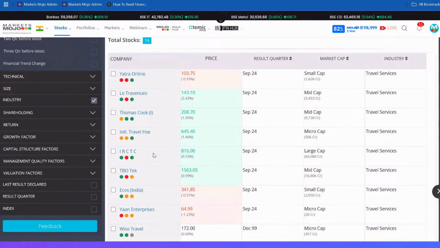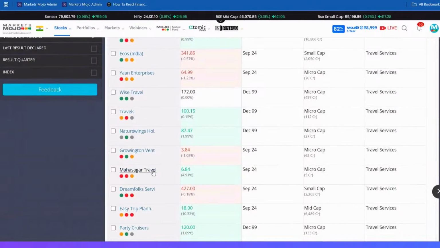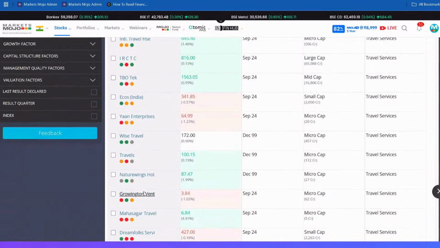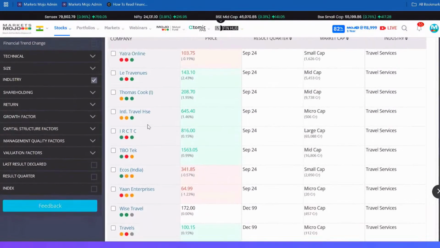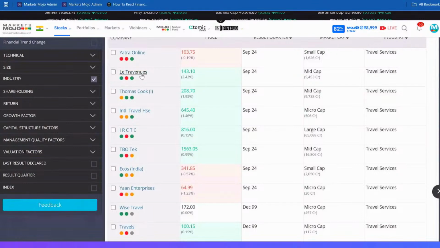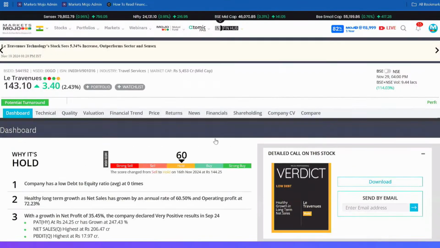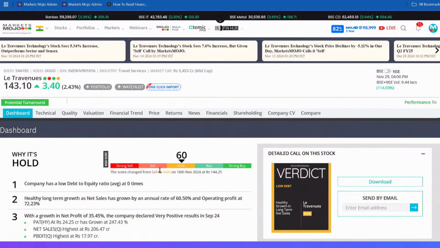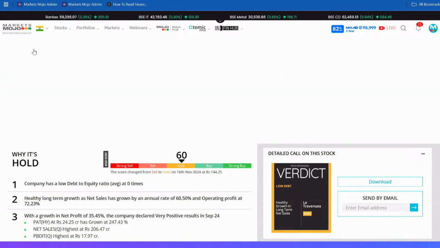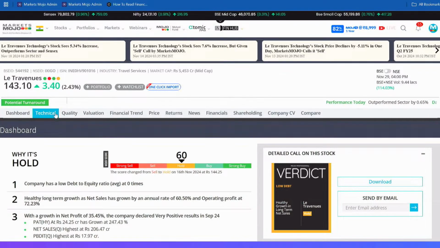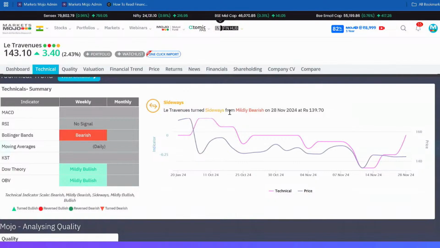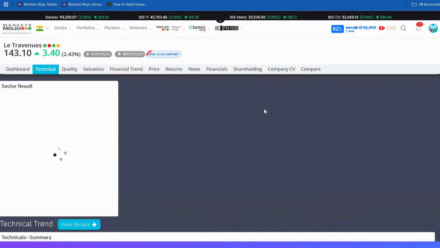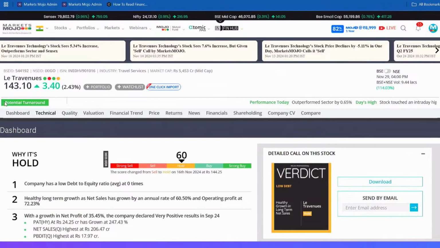I will not look at IRCTC, but you can look at some of them like Easy Trip Planners, or the company I found interesting over here, Lead Revenues, which is none other than Ixigo. The reason I've picked this particular company, if I were to invest, is because it has a healthy score of 60. It has changed from sell to hold on 16th of November, so that's hardly two weeks ago. The technicals also show a shift to sideways from mildly bearish. And one thing that was interesting is that it's a potential turnaround.